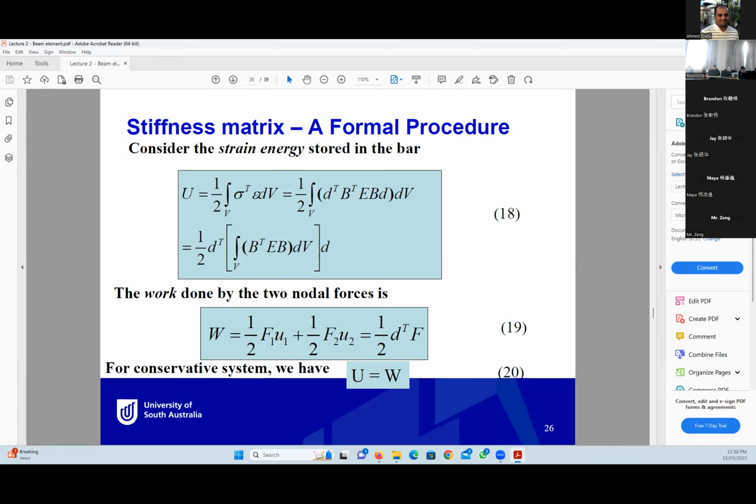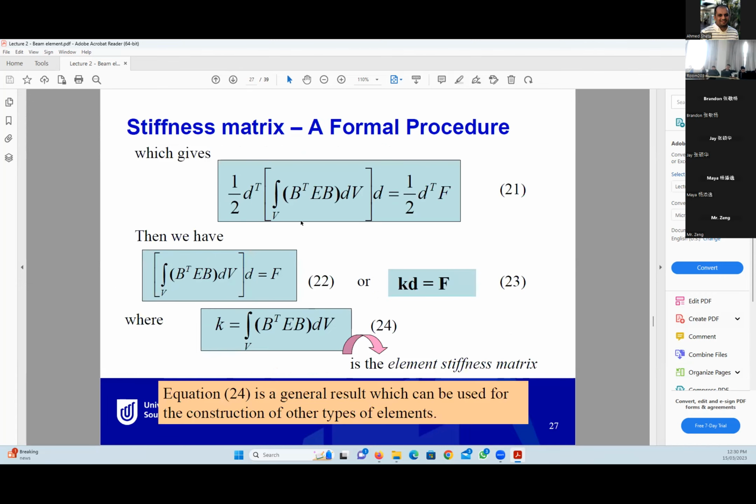The work done by the nodal forces is W equal to 0.5 F1 u1 plus 0.5 F2 u2, or equal to 0.5 d transpose F. For a conservative system, the strain energy should be equal to the work done. Otherwise, the system will be unstable. So if we equate these two equations together, we find that 0.5 d transpose times the integral of B transpose E B with respect to V times d will be equal to 0.5 d transpose F. So at the end, we will find that K d equals F.